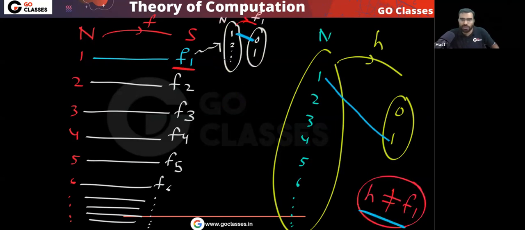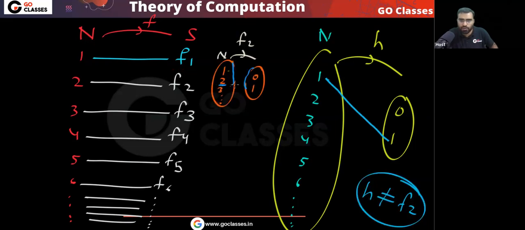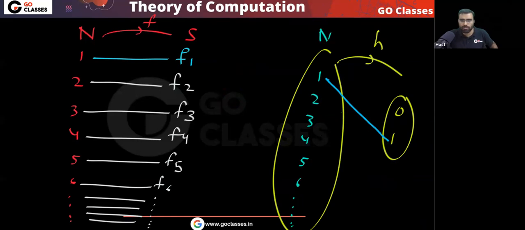See, in this f1 we were focusing on 1, where 1 was going. In this f2 you focus on where this 2 is going. Let's assume 2 is going to 0. Then in this h, where will 2 go? In this h, 2 will go to 1. Yes or no? Okay, so we got this: in h, 2 will go to 1.